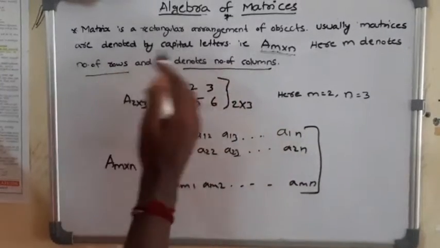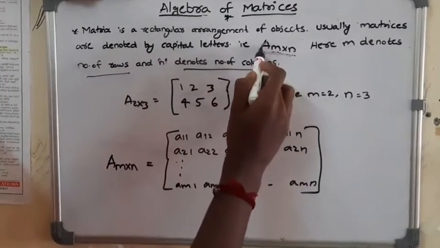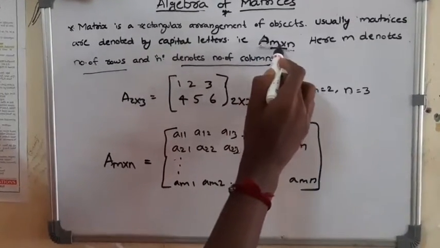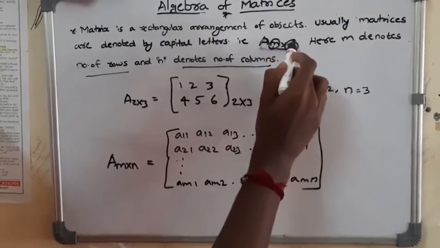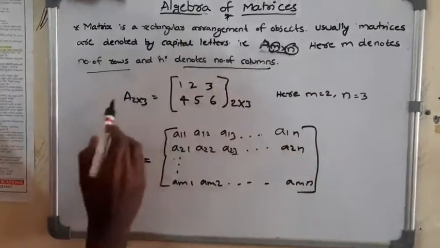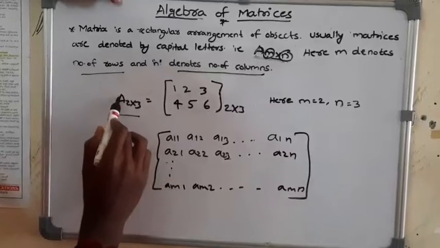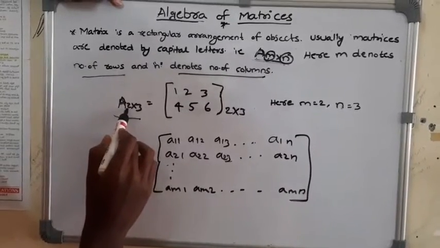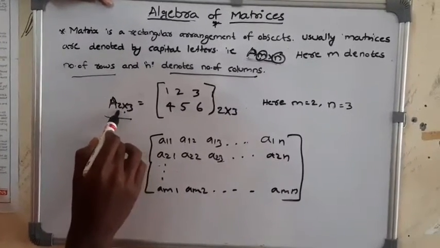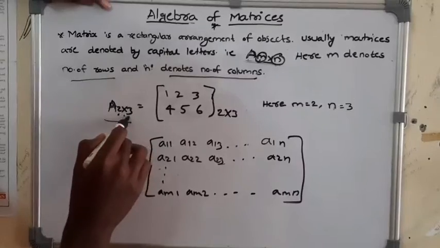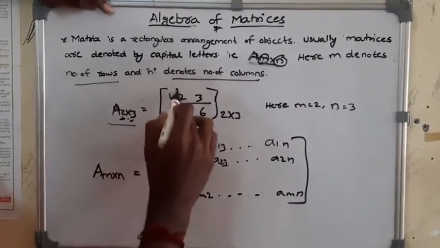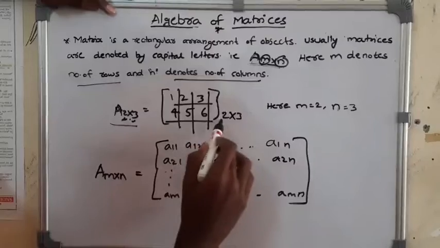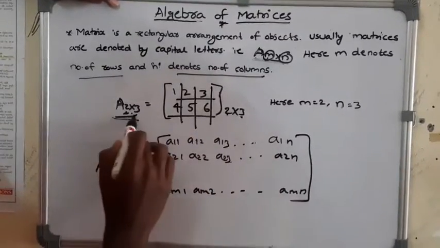So how can we denote the matrices? By capital letters, and we read this as an m by n matrix. Here m is the number of rows and n is the number of columns. Now we take a simple example. Suppose A is a matrix of order m by n. Here m is 2 and n is 3. So we have 2 rows and 3 columns, so we write it as a 2 by 3 matrix. So A is a 2 by 3 matrix.